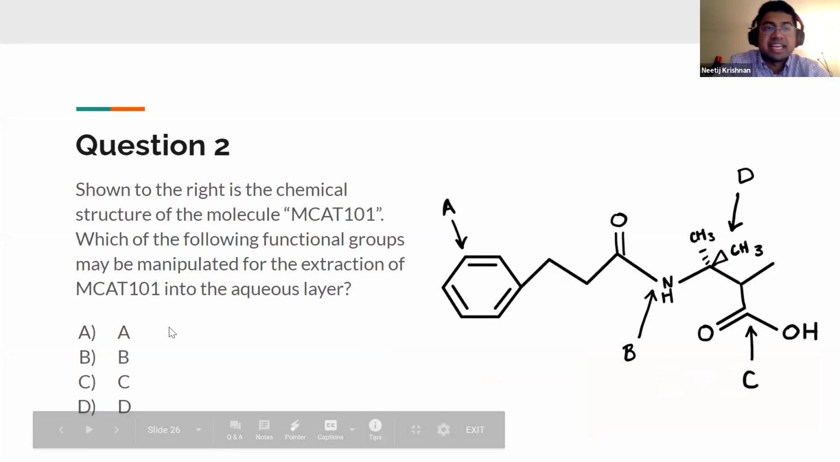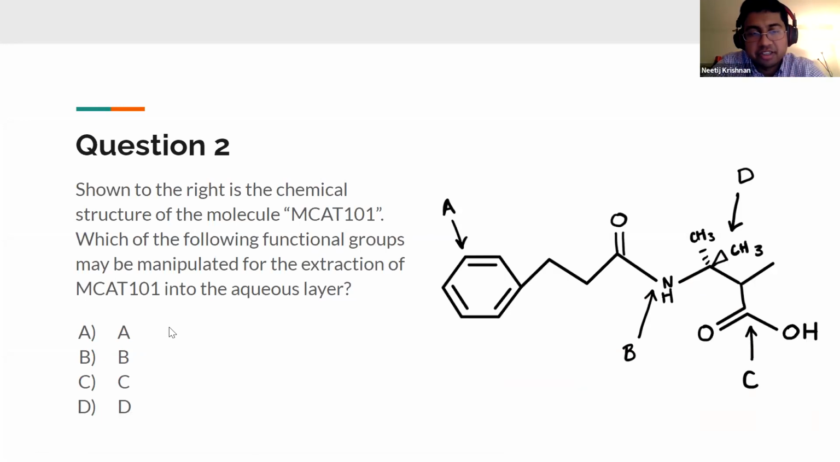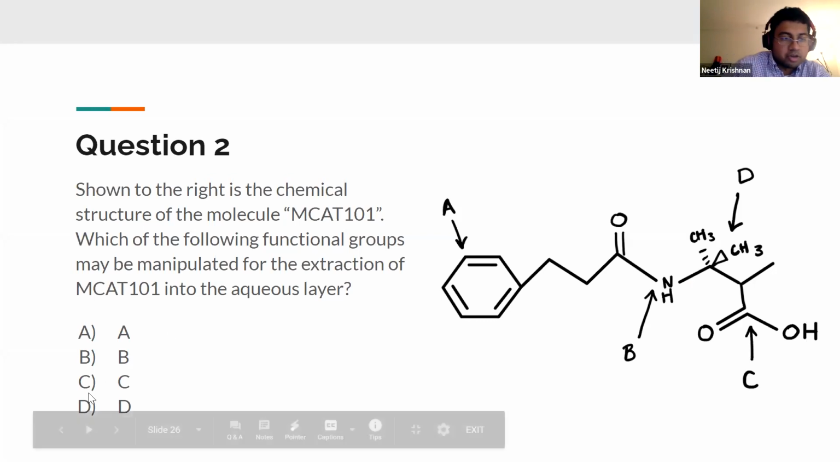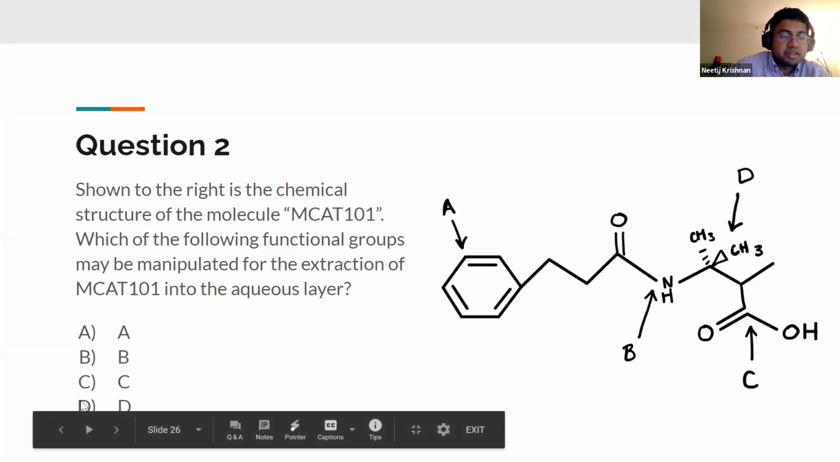Shown to the right is the chemical structure of the molecule MCAT 101. Don't blame me, I didn't name it. Which of the following functional groups may be manipulated for the extraction of MCAT 101 into the aqueous layer? A, B, C, or D. Note that it's sitting in the organic layer right now, and that makes sense because we've got so much non-polar stuff going on with the benzene and the aliphatic carbons. So go ahead and throw your answers in the chat.